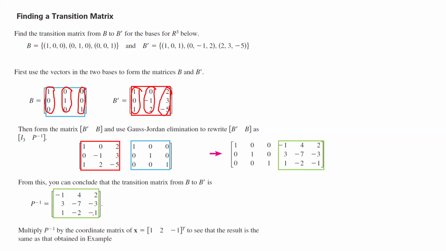Multiply the inverse of P by the coordinate matrix X, 1, 2, negative 1. And then you can just see the result that you were looking for.